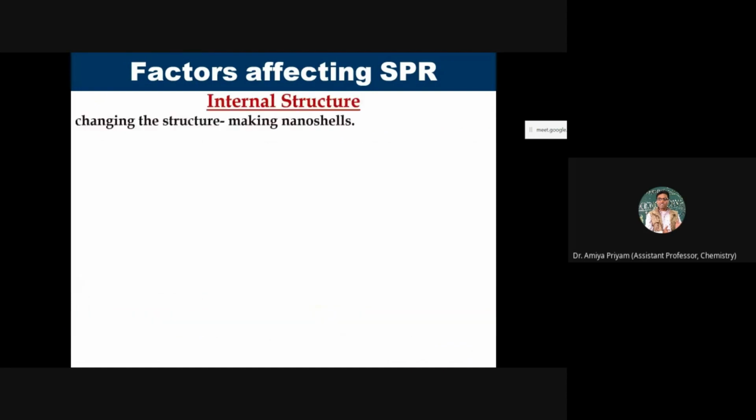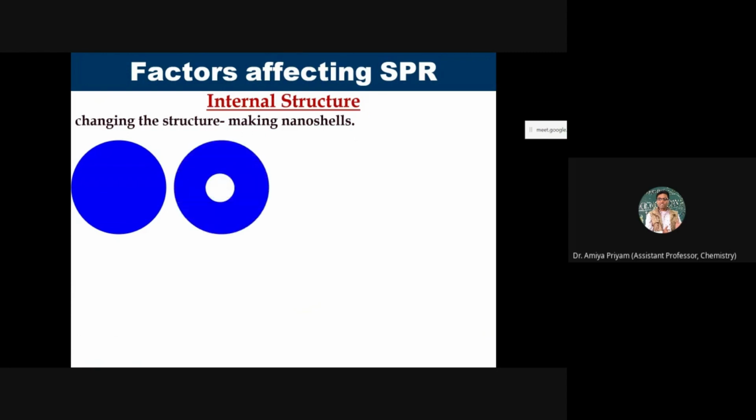nanopyramids. And then there is also one more thing, that is the internal structure of the nanoparticles. If you keep the shape spherical but make it hollow from inside, then also there is a change in the plasmon frequency; the SPR frequency changes.